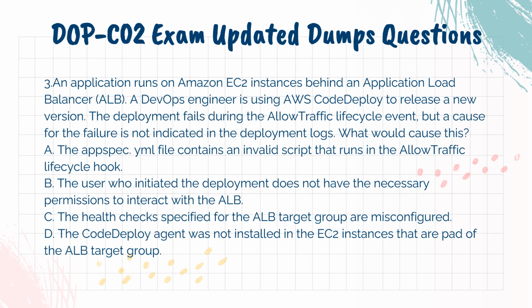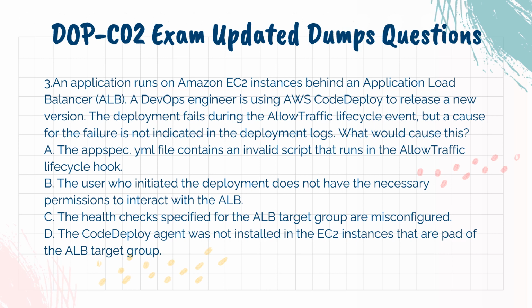3. An application runs on Amazon EC2 instances behind an Application Load Balancer, ALB. A DevOps engineer is using AWS CodeDeploy to release a new version. The deployment fails during the AllowTraffic lifecycle event, but a cause for the failure is not indicated in the deployment logs. What would cause this?